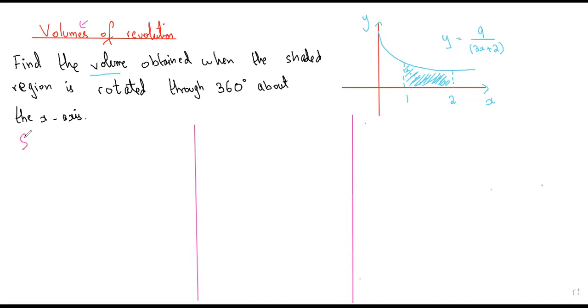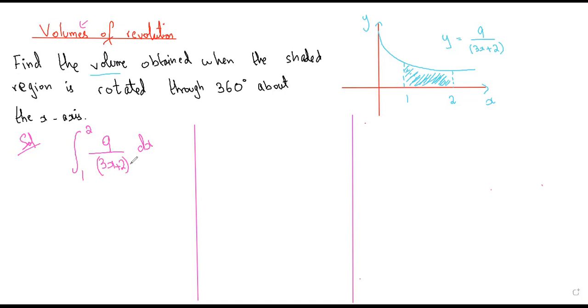Okay. Let's talk about the solution. Let's say, as an assumption, you were asked to find the shaded region only. In that case, you would have integrated from 1 to 2, and the function would have been 9 over 3x plus 2 dx. But here the question is not about the shaded region.